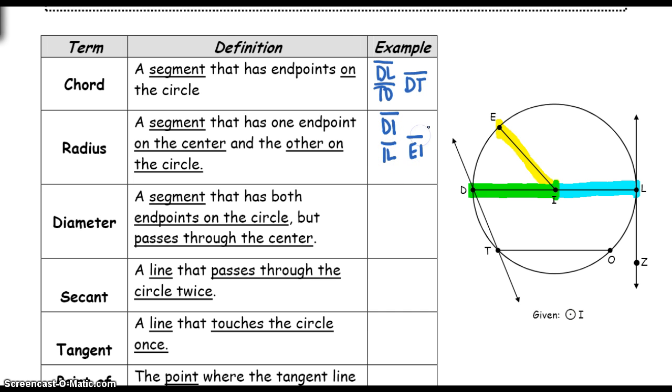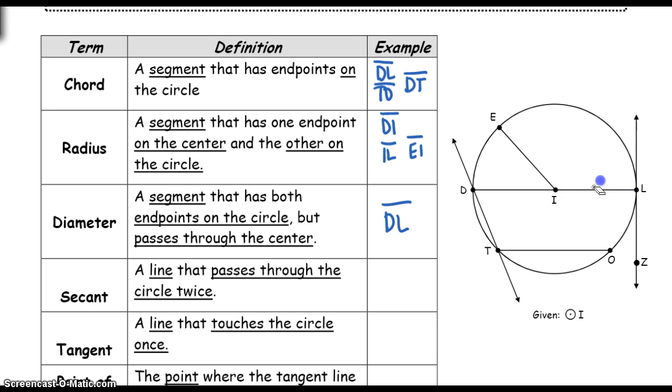Now you'll notice that there's no exact way to write these. You should do alphabetical, but if you don't, it's okay too. All right? So I'm going to erase these guys. And now we're going to talk about diameter. So again, this is a segment that has both endpoints on the circle, but it has to go through the center. So the only thing in our picture that has both endpoints on the circle but goes through the center is going to be DL. So DL will be our only thing.